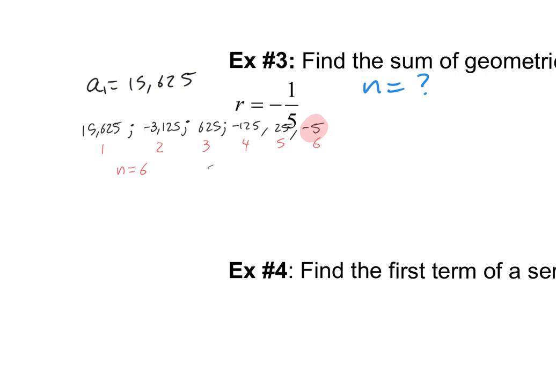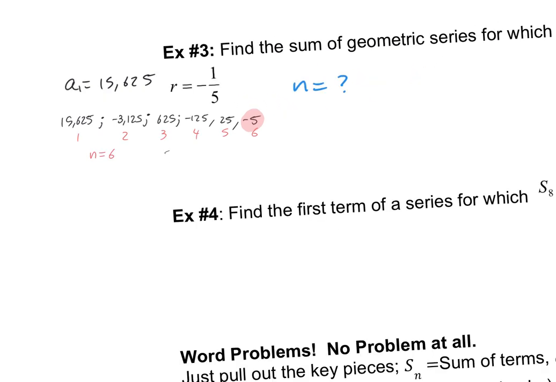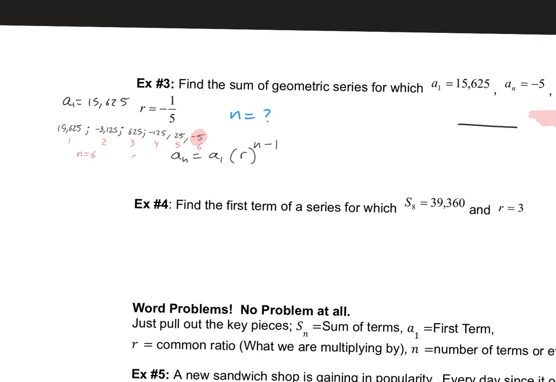But what if there's just a bunch of terms? Then what could we do? Well, that's where that explicit formula that I was talking about earlier would help us out quite a bit. On the previous page, I said you could find any term by saying a sub n equals a sub 1 times r to the n minus 1. And let's think about what we know here. We do know that a sub n, for any n value, we don't know it yet. I mean, actually we do, but let's pretend we don't, is negative 5. So I'm going to say, well, that's negative 5. We know that a sub 1 is 15,625. We know that the r is negative 1/5, and we do not know the n minus 1.